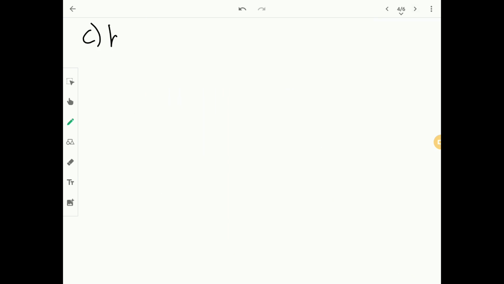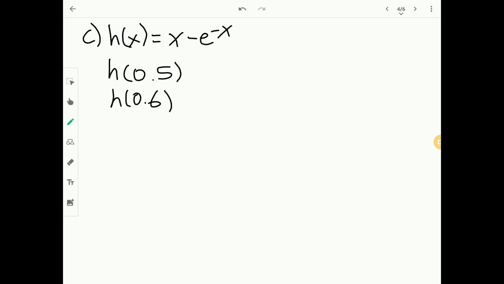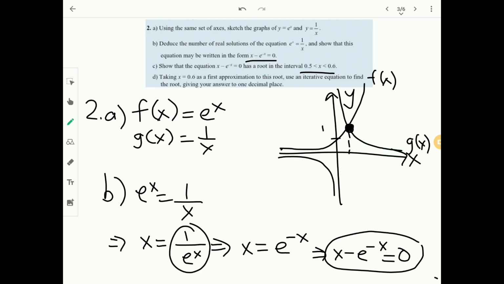So okay, let's call this new equation h of x equal to x minus e^(-x), and let's see, h of 0.5 and h of 0.6, and what do we get? h of 0.5 is equal to minus 0.107, which is negative, and h of 0.6 is 0.051, which is positive. Then we do the exact same thing, intermediate value theorem. If you want the wording, you can rewind a few seconds and see what I said in number 1. Blah blah blah, we have a root. Let's move on to part D now.